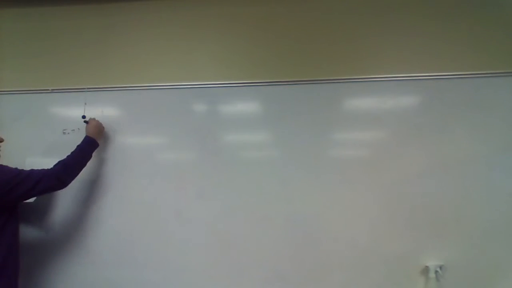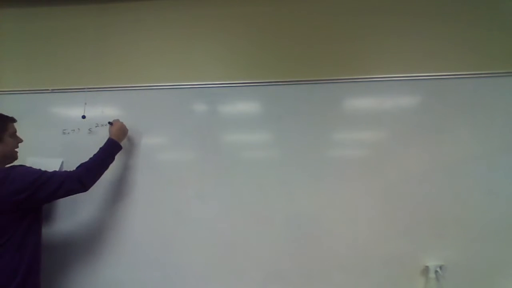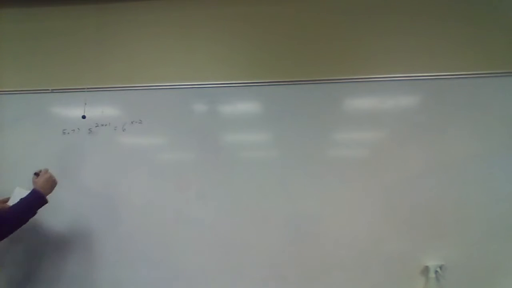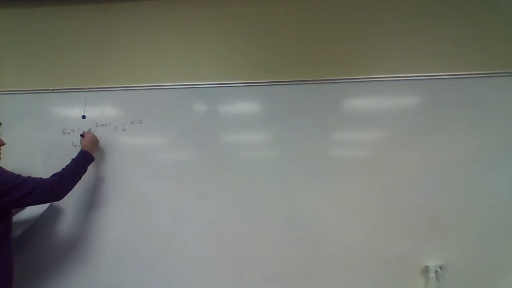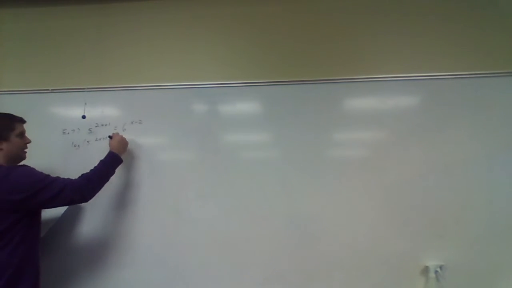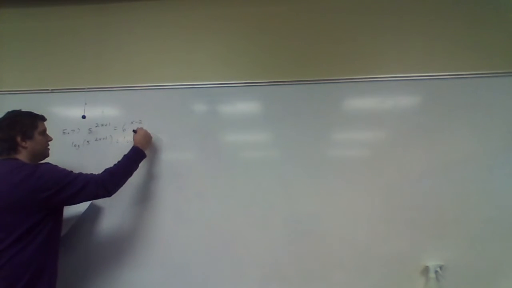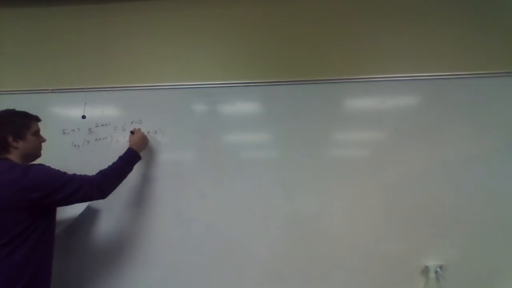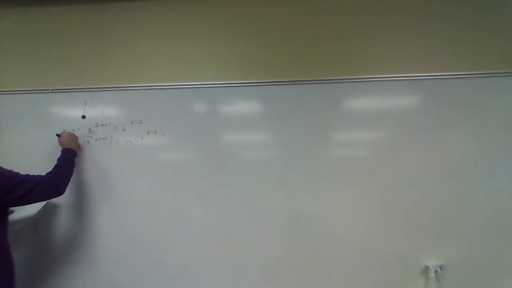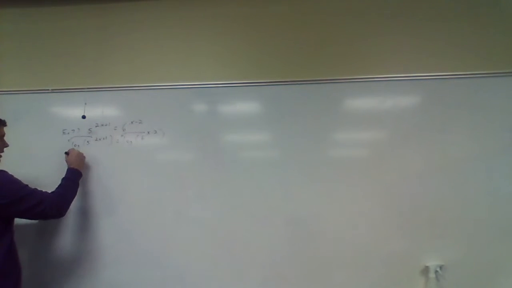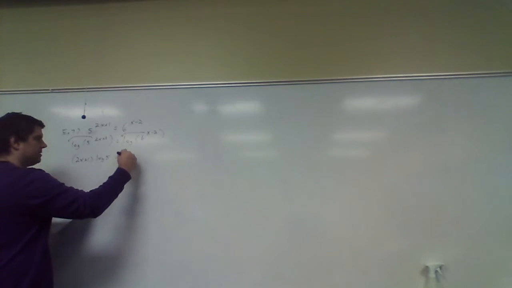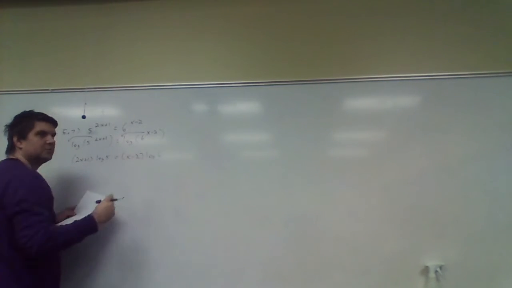Example 7. 5^(2x+1) = 6^(x-2). First thing you're going to want to do is use common logarithms because that's not base e. That's what the textbook we're using has you do. You use common logarithms. So I'll take this to the front, and you'll end up with (2x + 1) times log 5 equals (x - 2) times log 6.